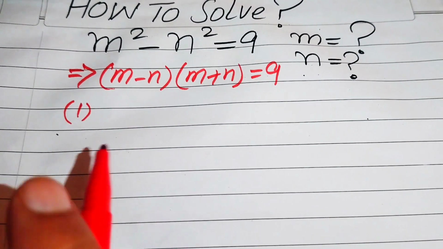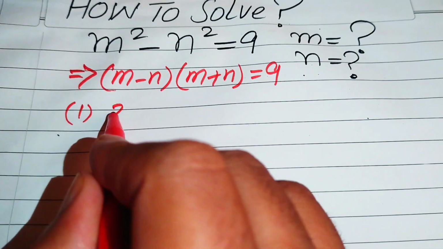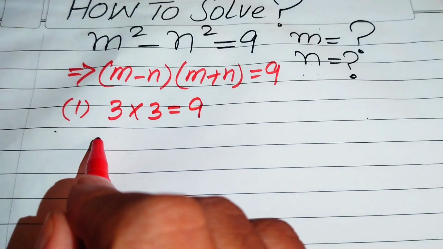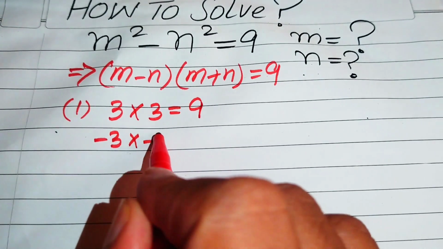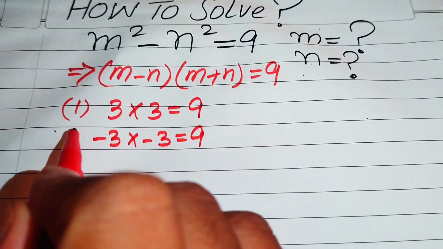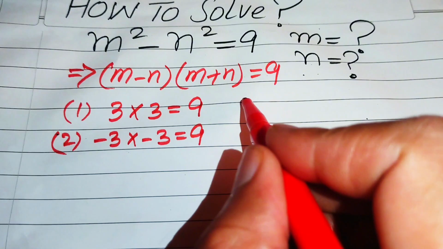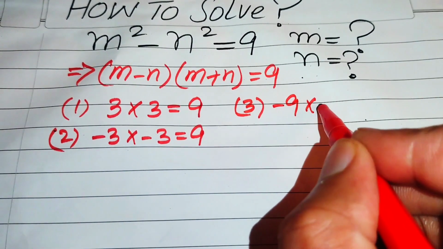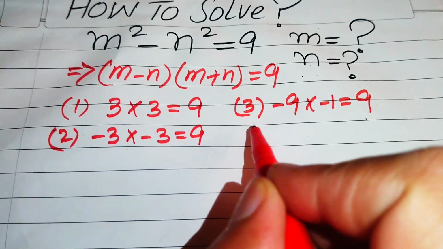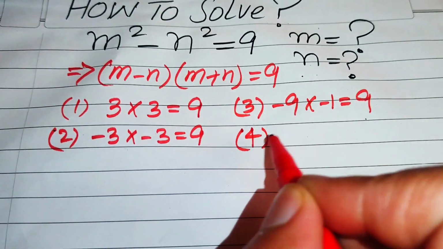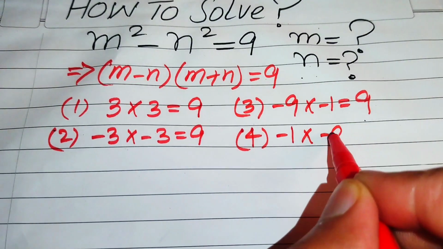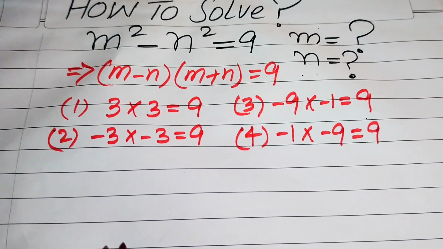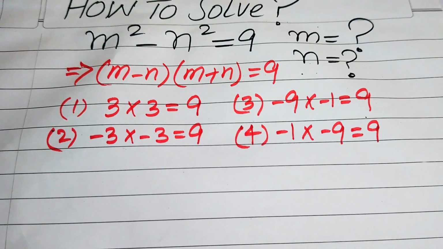So the first case is 3 times 3 is equal to 9, and minus 3 times minus 3 is also plus 9. So this is our second case. And in the third case we have minus 9 times minus 1 is also 9, and the fourth case is minus 1 times minus 9 is also 9. So we have these four cases.